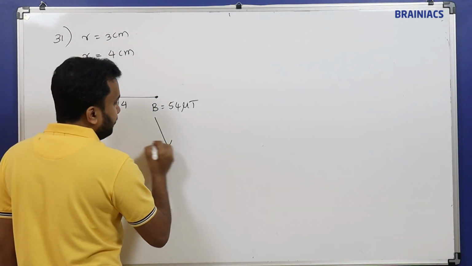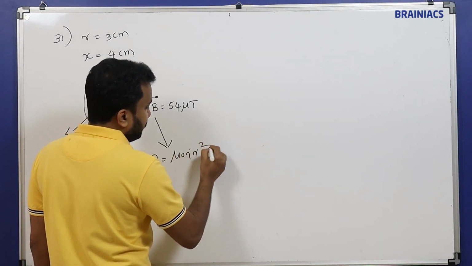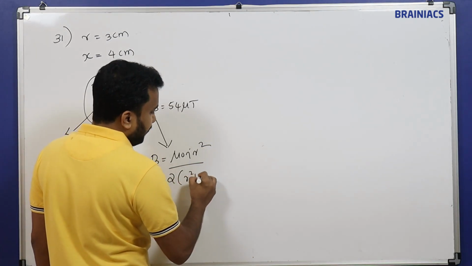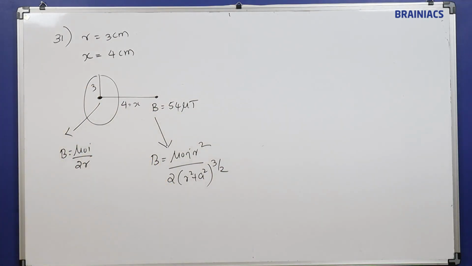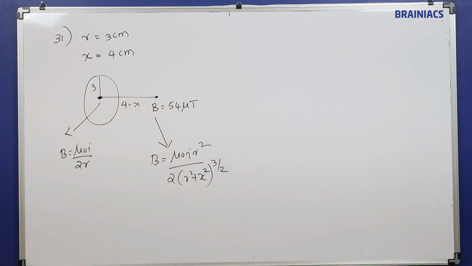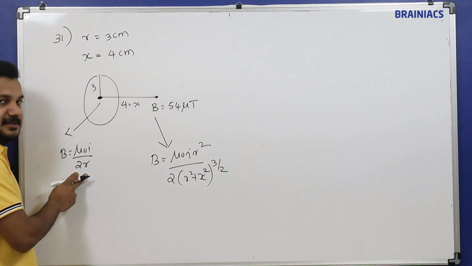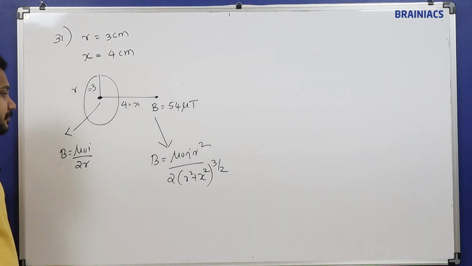At a distance of x meter away, B is equal to mu 0 I r square divided by 2 times (r square plus x square) whole power 3 by 2. This is the formula we have learned from the class notebook. If you do not remember the formula, please go back a couple of steps so that you can see it. Here I am considering r as the radius. We can consider a or any variable, but the meaning should be the same.